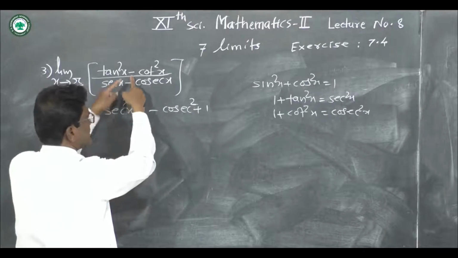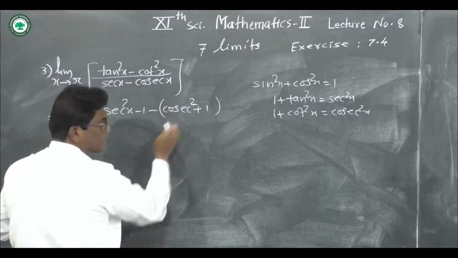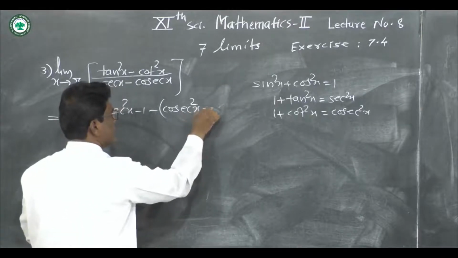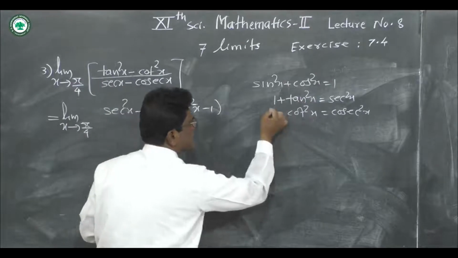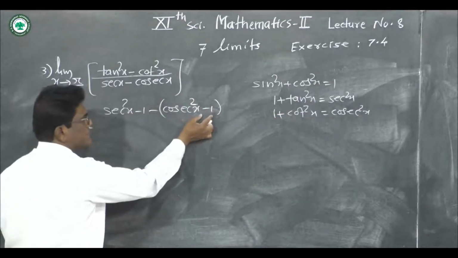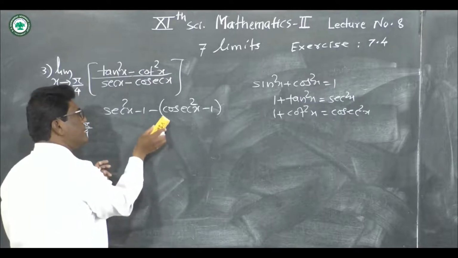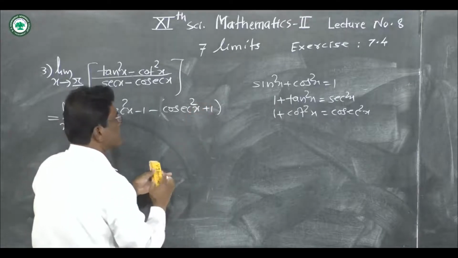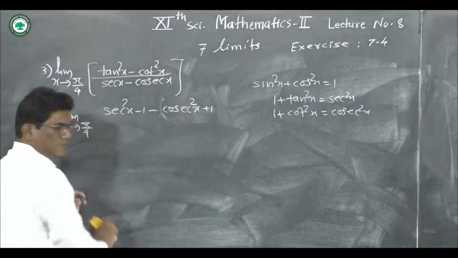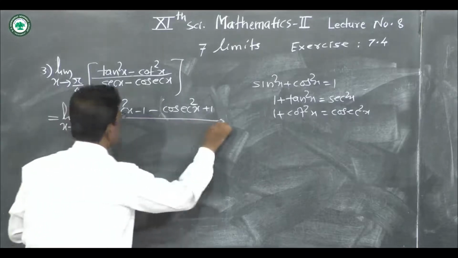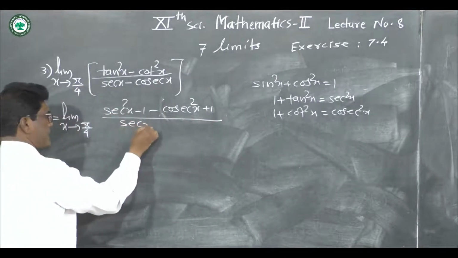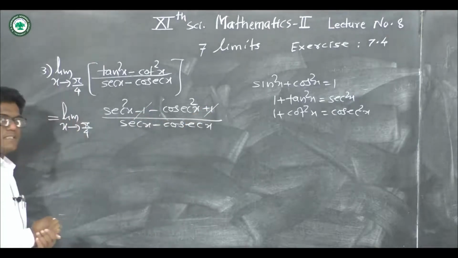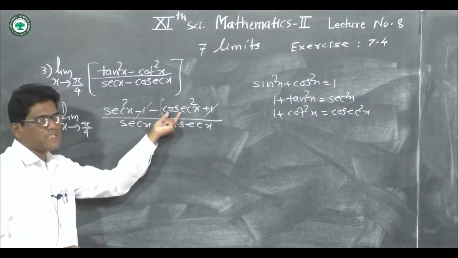So it is minus, and in the bracket cosec square x minus 1. Cot square x is cosec square x minus 1, but multiplied by the minus sign. When we multiply by minus sign, this becomes minus cosec square x, and minus minus becomes plus 1. We write here directly, divided by sec x minus cosec x. This minus 1 and plus 1 get cancelled. Now here only sec square x minus cosec square x remains.